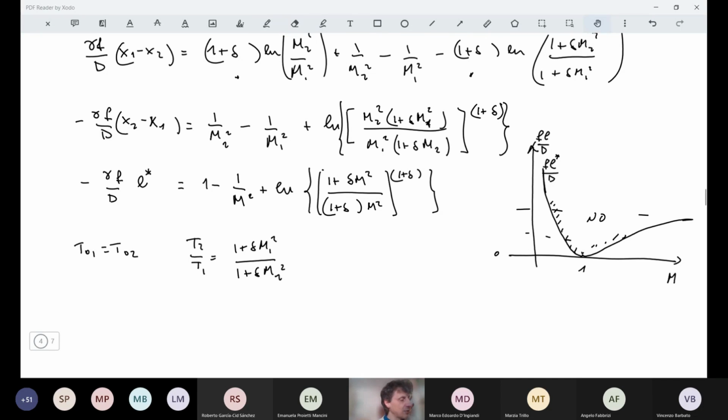And similarly, you can also obtain a relation between P02 and P01, and this will be M1 over M2, times 1 plus delta M2 squared over 1 plus delta M1 squared, to the power gamma plus 1 over 2 gamma minus 1, which is formally the same expression that we have for A2 over A1 in the case of only area change. P02 over P01 is the same expression for the flow where we have only friction. So this is just to say that possibly you can recall it more easily.